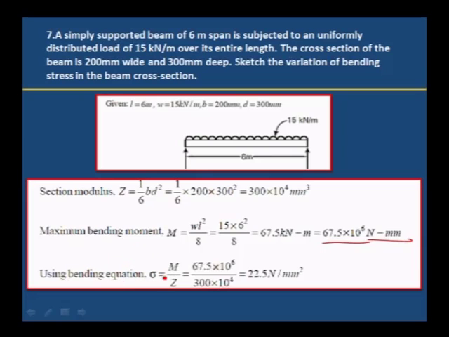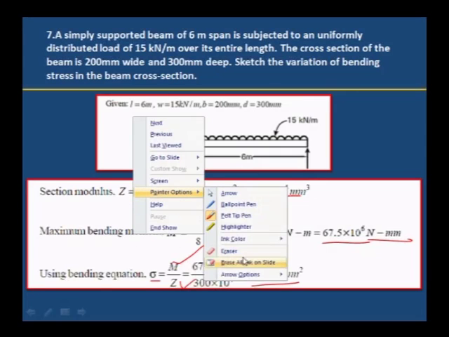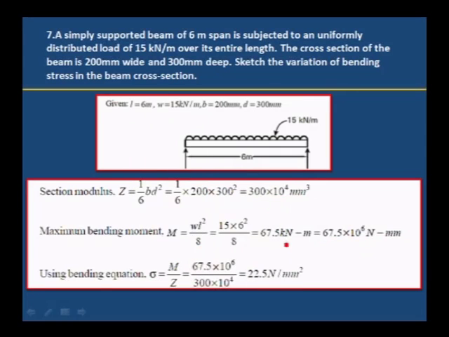For bending stress, we have the equation M is equal to Z into sigma. Therefore, sigma is equal to M by Z. M is 67.5 into 10 to the power of 6 and Z is 300 into 10 to the power of 4. If you substitute the M value as well as the Z value, you will get the sigma value as 22.5 newtons per mm square. And this beam is a rectangular beam.